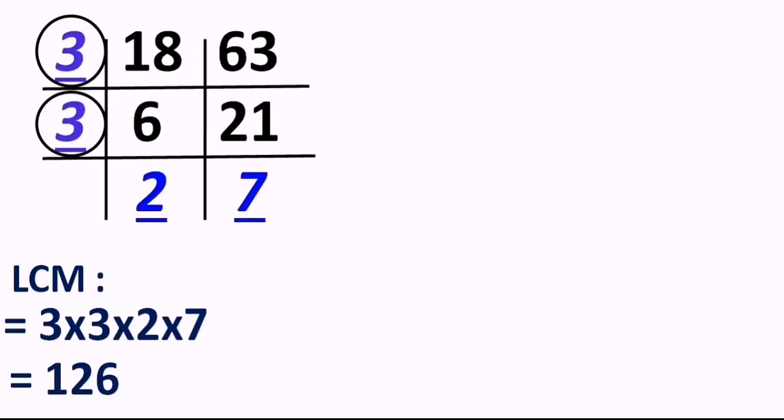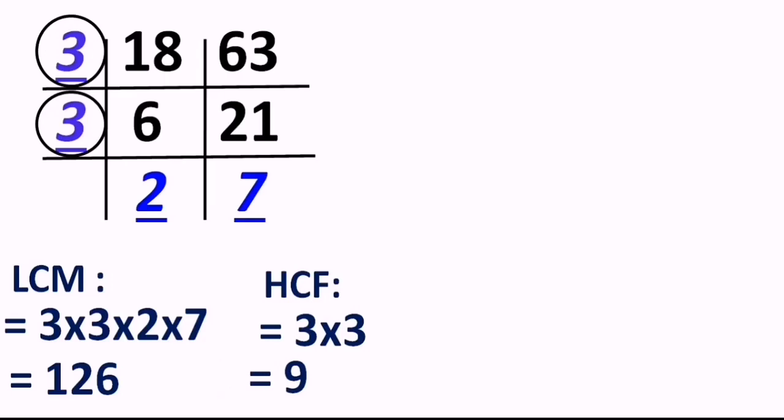Okay, and for the HCF, which are the numbers we are going to take? We will choose only those numbers which are dividing all the numbers given in the question, or in the structure or the layer that we found. Okay, so those numbers are only 3 and 3, right? And that makes our HCF 3 into 3 equals 9, right?